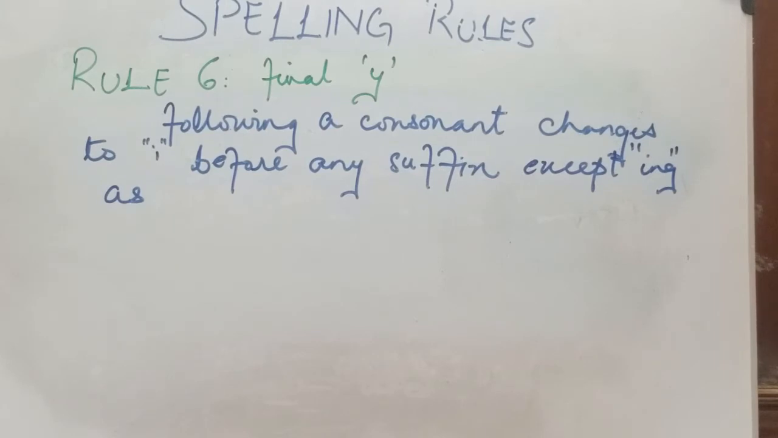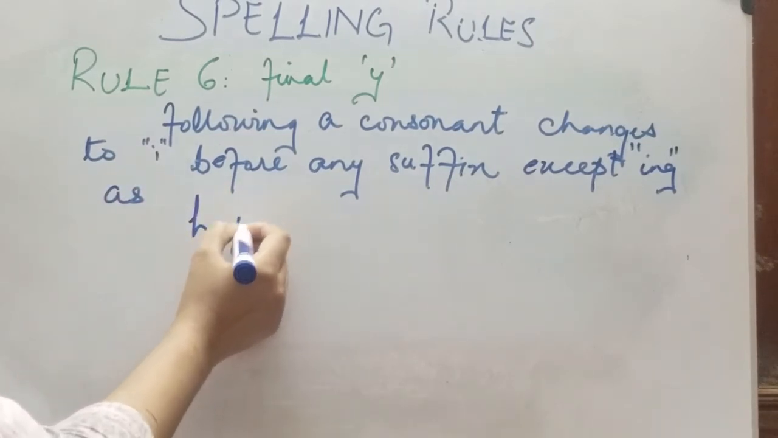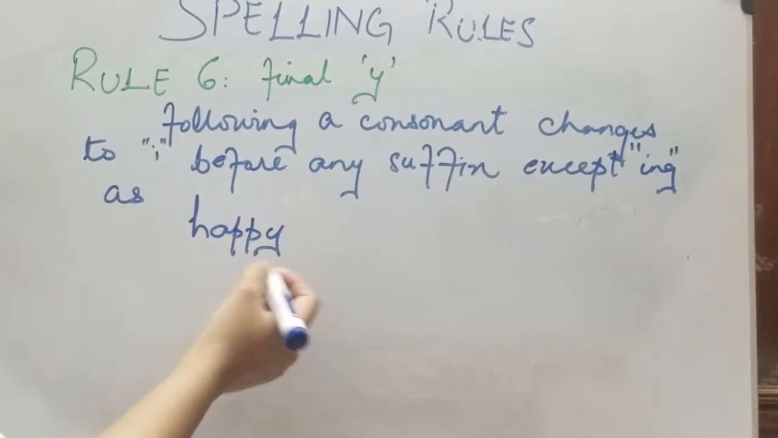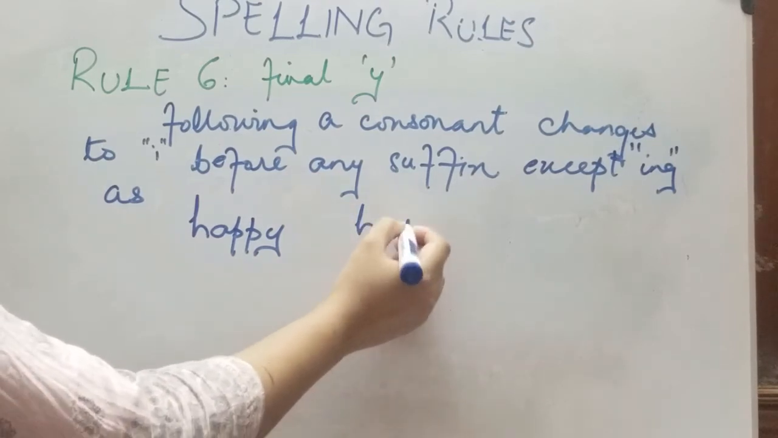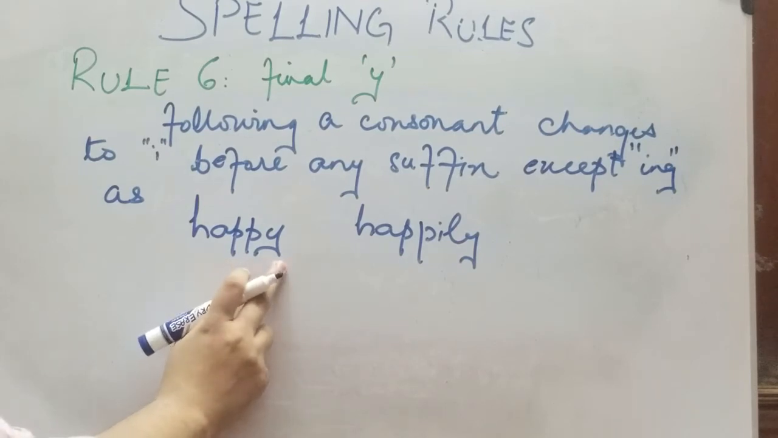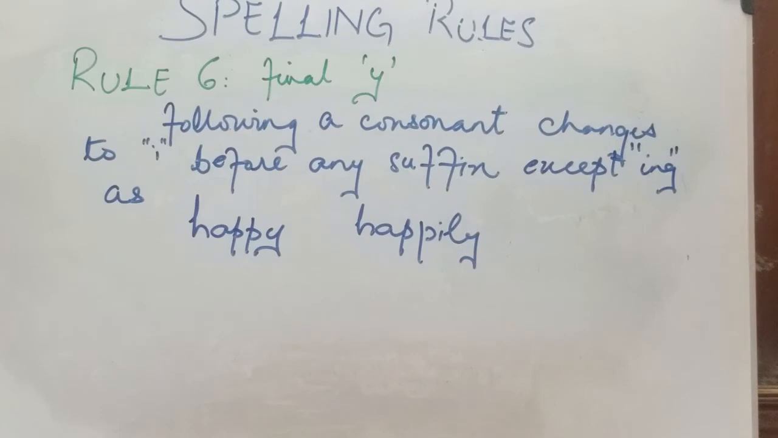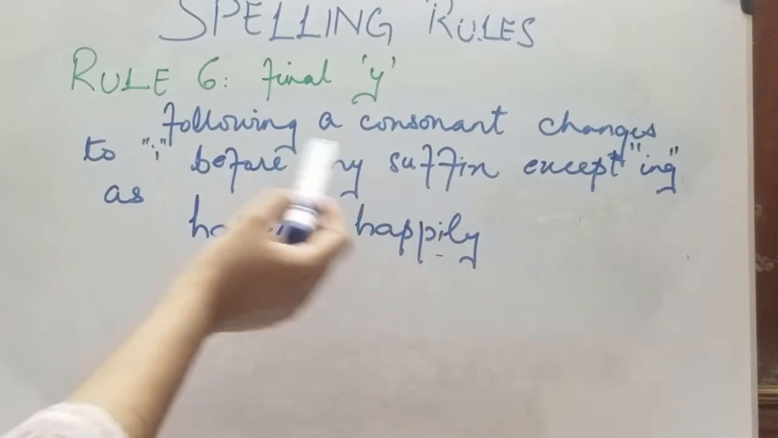See, when you have a final Y following a consonant, it will change to I before any suffix is added, except for ing. We are going to look at some examples. For example, if you have happy, you are going to convert it to happily, right? You have a final Y over here, that is a consonant, as well as this P, that is also a consonant. So whenever you have any word ending with a consonant plus Y, it is going to change with ILY.